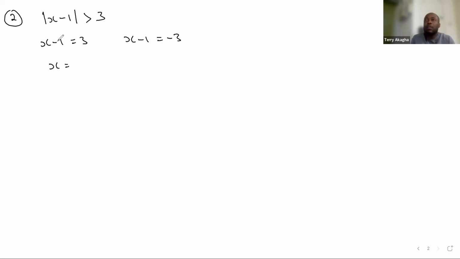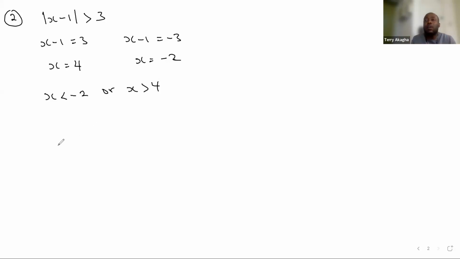So x is going to be, you take 1 to the other side. So it's going to be 3 plus 1, and that will give you 4. And what do you now have to do next? You take 1 to the other side. So x is going to be minus 3 plus 1, and that will give you minus 2. All right. So the next thing, because it's greater than, it's going to be x less than minus 2 or x greater than 4. So remember, I told you if it's greater than, the smaller one is going to be less than, and the bigger one is going to be greater than, okay?